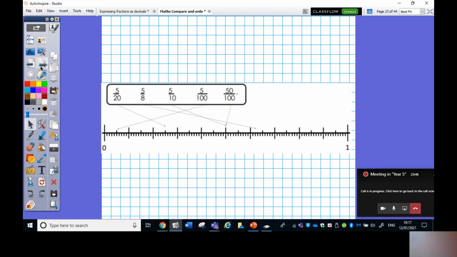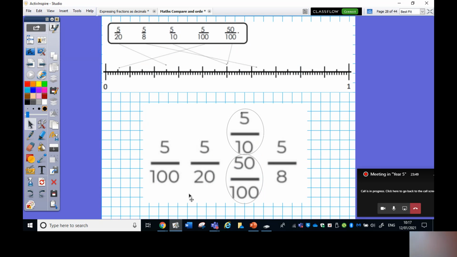Good job. Now we're going to line them up in order. So starting with the smallest, 5 100ths. We have 5 20ths. 5/10 and 50 100ths are equivalent fractions. And then our largest one is 5/8. Did you get those right? Great job.